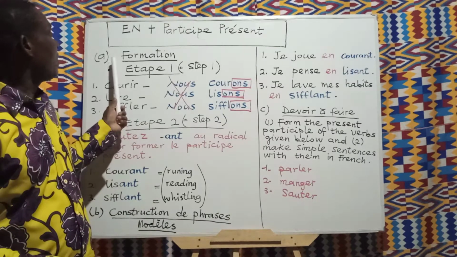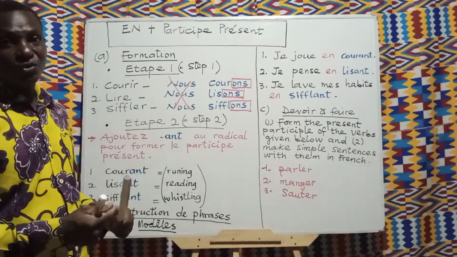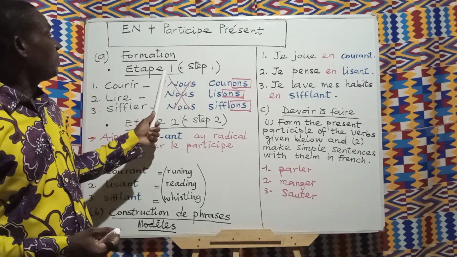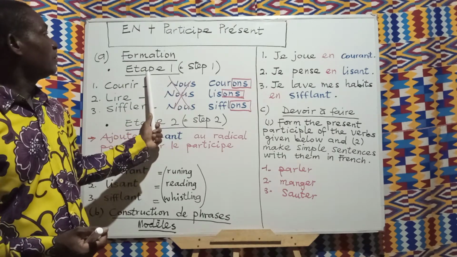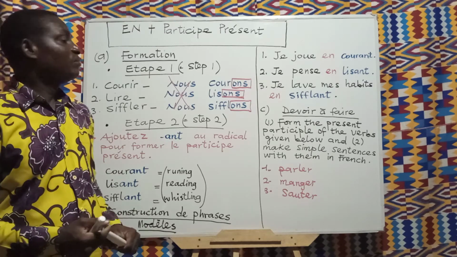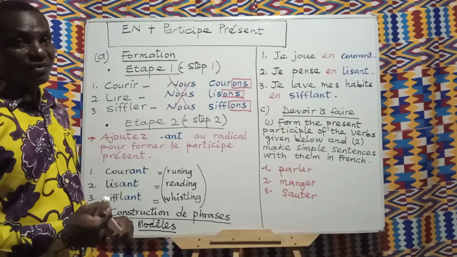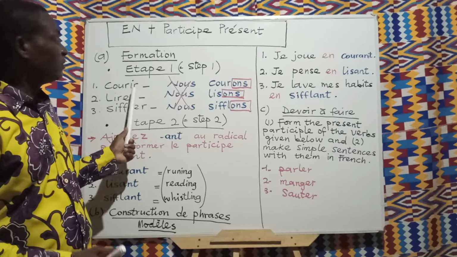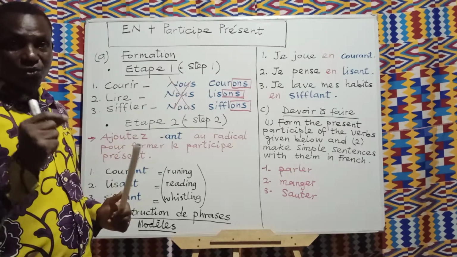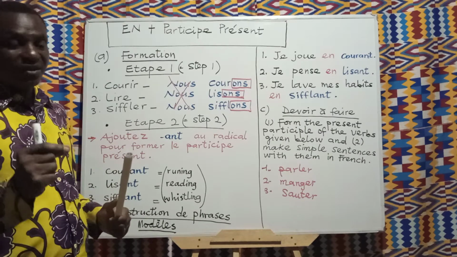So here we have the A, formation. So we are going to form the present participle from them. We have étape 1, so we have the step 1 here. So step 1, what do you do? Now, in my example here, we have 3 verbs. The first one is courir, to run. Second, lire, to read. And then the third, siffler, to whistle.